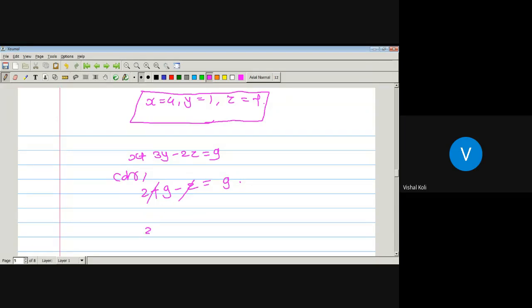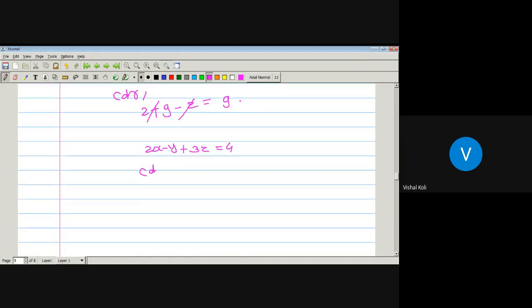And the last equation is 2x - y + 3z, which is equal to 4. So consider the LHS. 2x - y + 3z, x will be 2, 2 into 2, minus y, which is 3, plus 3 into z, which is 1, which is equal to 4 minus 3 plus 3. Minus 3 plus 3 get cancelled, and this 4 is equal to this one. So it holds the given system of linear equations.